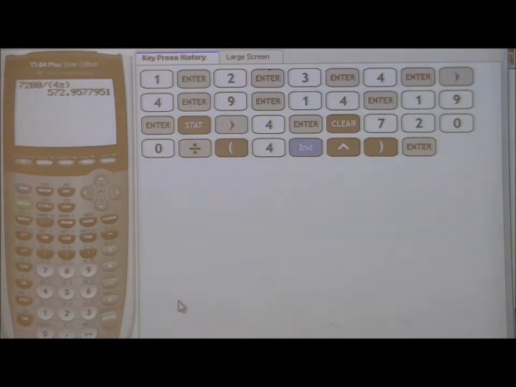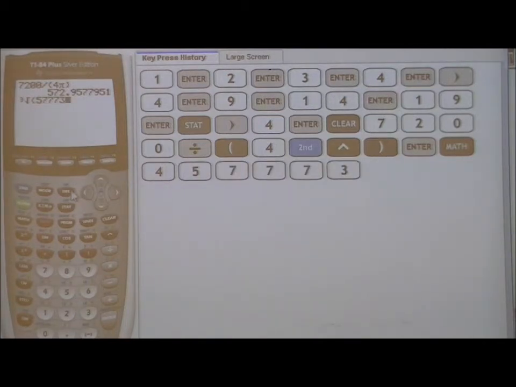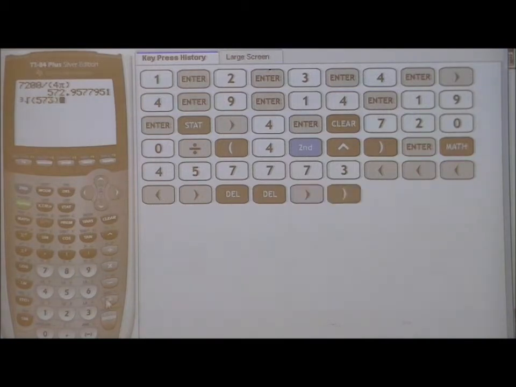How do you take the cube root of 573? Well, you hit the math function on your calculator. You go down to number 4, you see that's cube root. You can hit 4, and then you put in your 573. Whoops, let's take some of those off. Start right here. Delete, delete. Okay, and then close parentheses and hit enter. And that's where the 8.3 came from. So that's how you do that problem. Now we can move on to number 47.